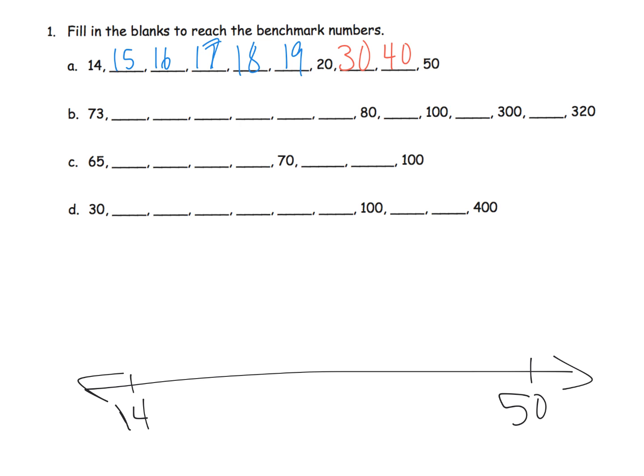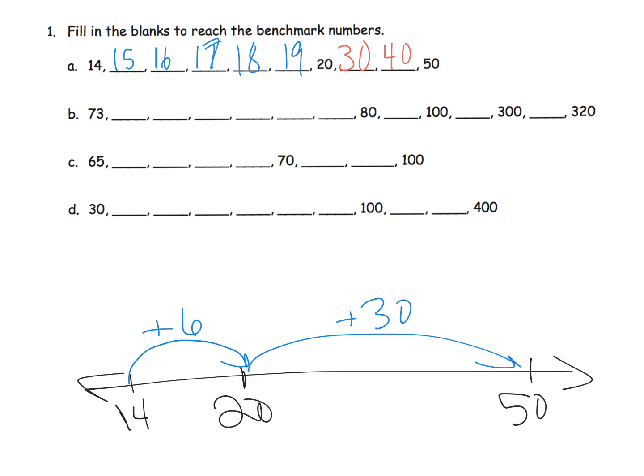So what we just did up here is a simple version of what the empty number line down here might look like, where we say, well, first we're going to add 6 to get to 20, and then we're going to add 30 to get to 50.